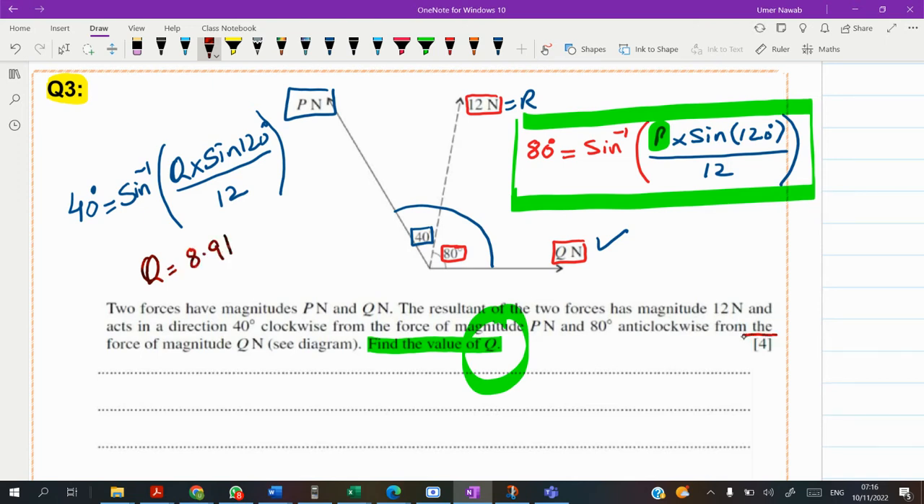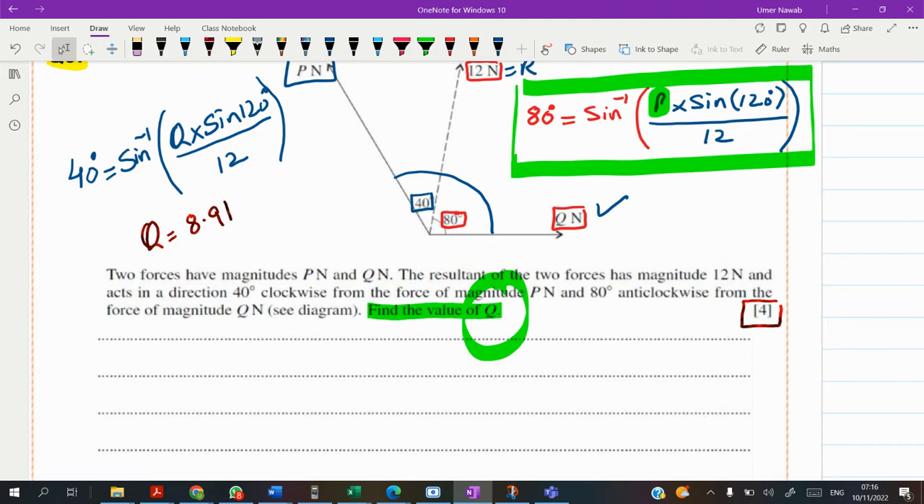So Q is equal to 8.91. Now the examiner has given 4 marks. If the examiner has given 4 marks, definitely he will require some steps from you. Here he doesn't want the student to use the equation solver directly. I wrote it just for the sake of avoiding errors and saving time. So this is 3 significant figures.